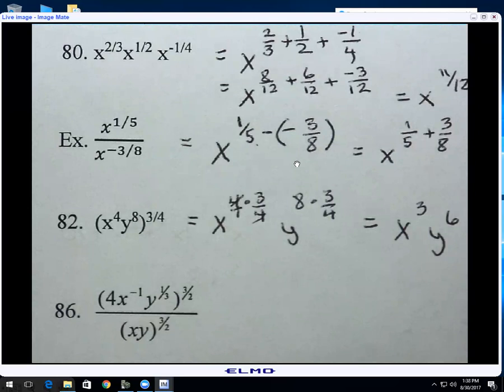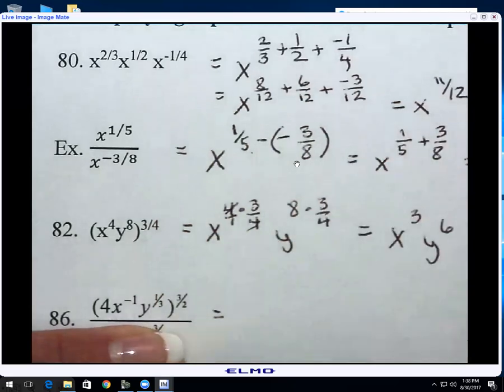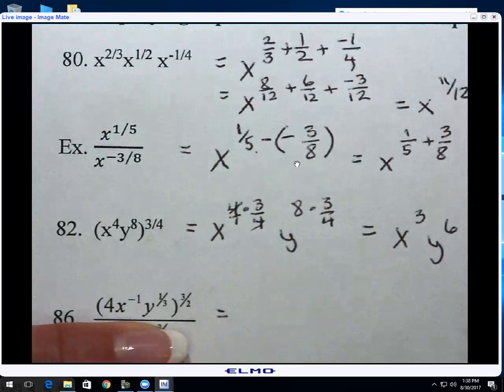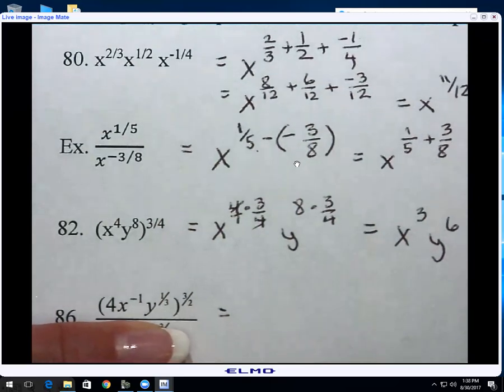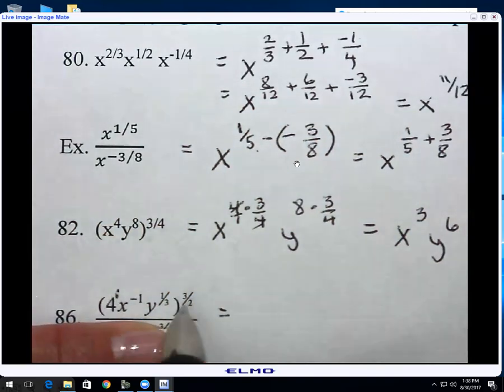Number 86. I have a hardly ugly fraction. Order of operations says do what you can in the numerator, do what you can in the denominator, and then worry about putting them together. All right, so just looking in the numerator. If I cover up the denominator, I'm less scared to begin with. I have factors raised to a power. I just need to raise each factor to that power. What's the exponent of the 4, by the way? Inside the parentheses, it's 1. And I'm going to multiply the 3/2 by 1, just like I multiply the 3/2 times the -1 and the 3/2 times the 1/3.